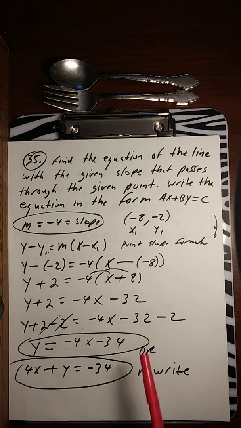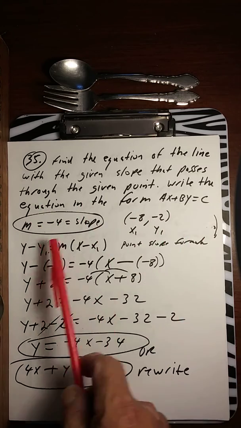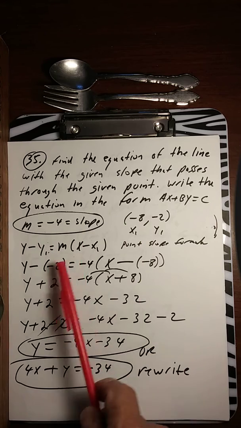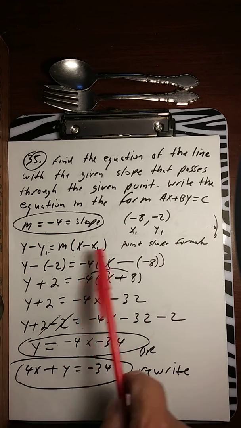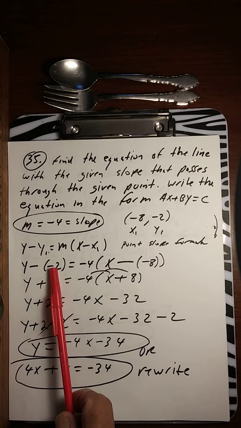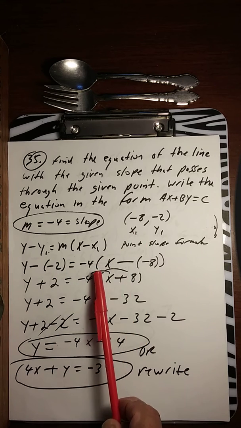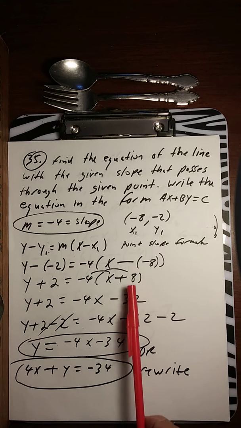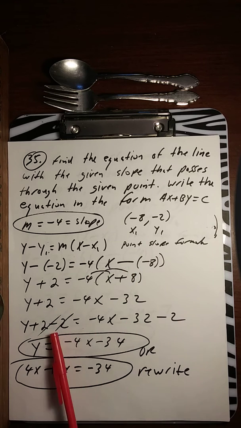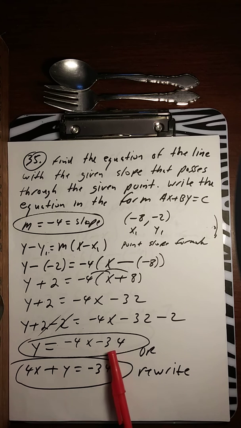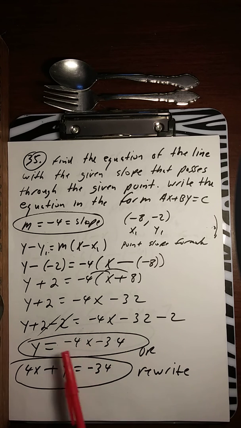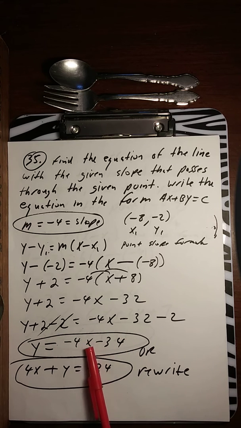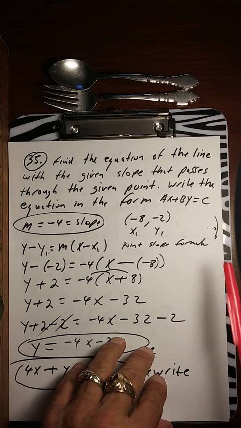Write the equation of a line with a given slope that passes through the given point, with the equation in the form of ax plus by equals c. M is the slope, with the point, put it in the point slope formula. So y minus 2, negative 4 is the slope, x minus that. So negative is positive, that turns out negative 4x, that turns out negative 32, minus 2. So y equals negative 4x minus 34. If you rewrite it, you can bring this x to the front, so you have 4x plus y equals negative 34, the other form, this form.